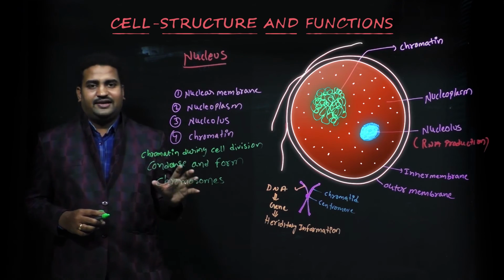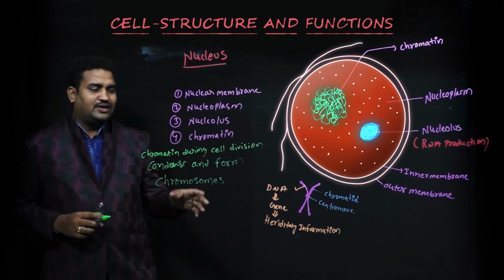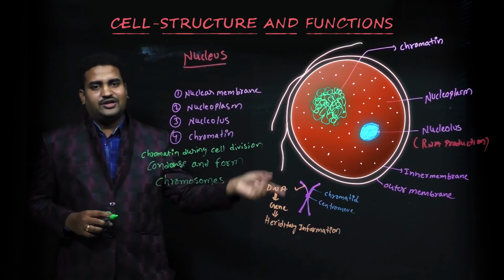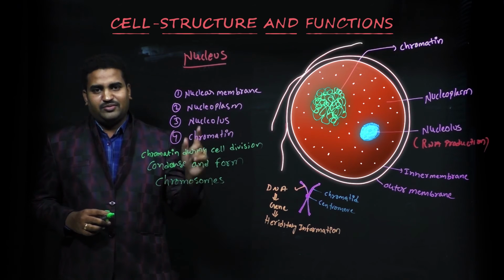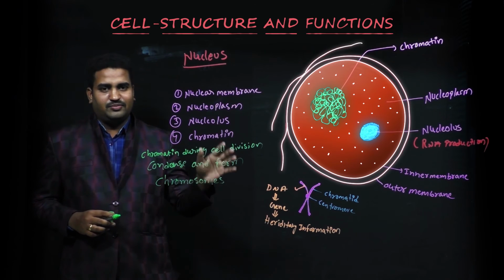So once again let us understand the structure of the nucleus. Nucleus contains the nuclear membrane. This is the outer membrane. Usually it is a double membrane. The outer membrane is what? It is somewhat rough, and the inner membrane is smooth.